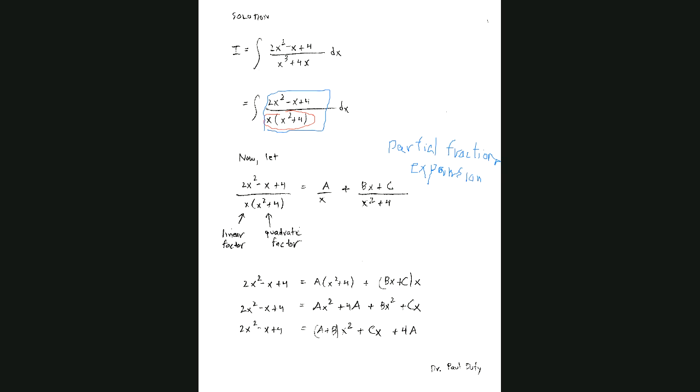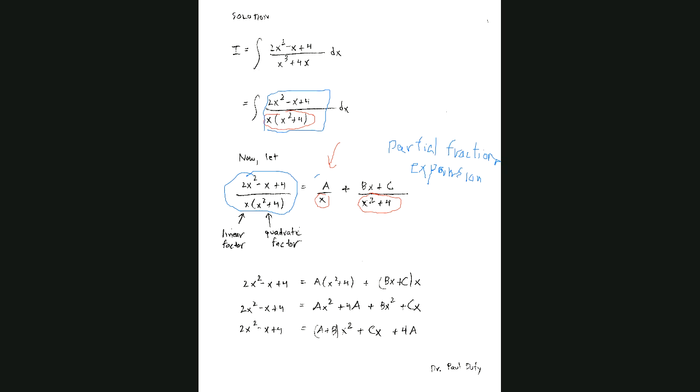So believe it or not, I can write this rational function, 2x squared minus x plus 4 over x times x squared plus 4, as the sum of two other fractions. The denominators in the fractions are the factors in x times x squared plus 4. The first fraction has an x in the denominator. The second fraction has an x squared plus 4 in the denominator.